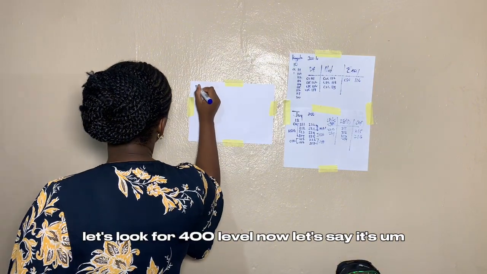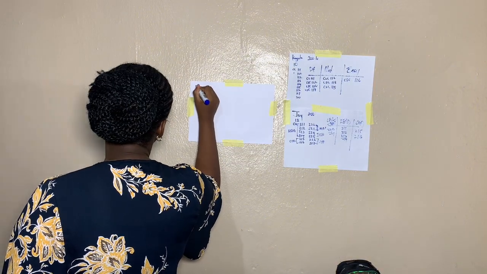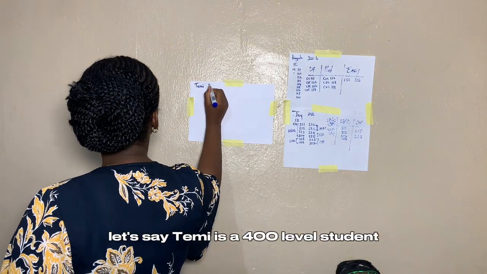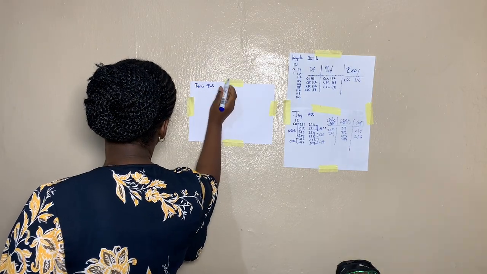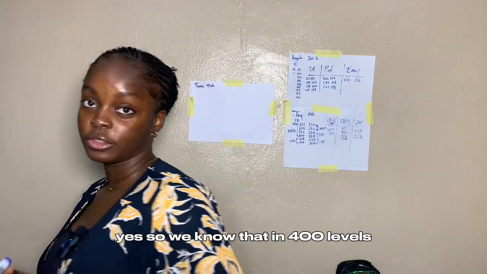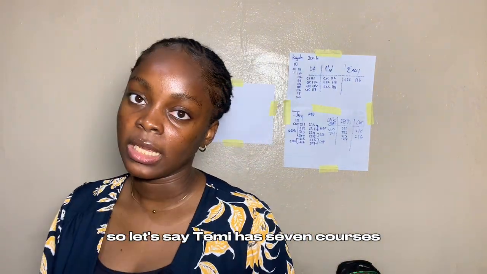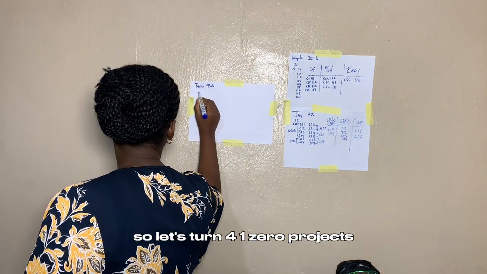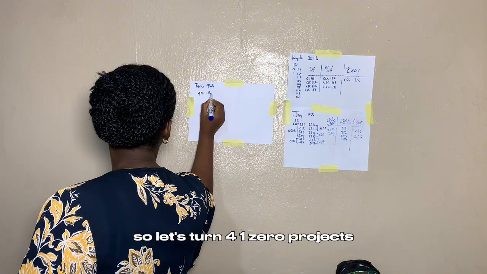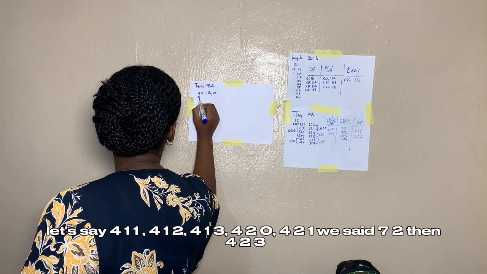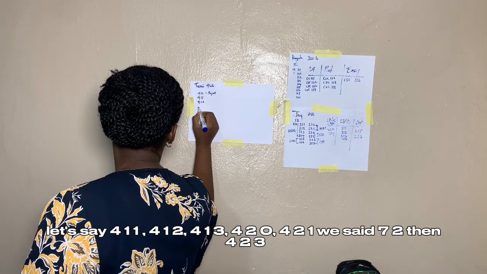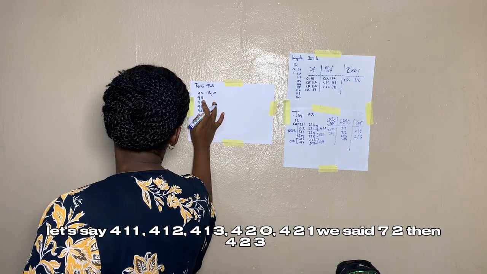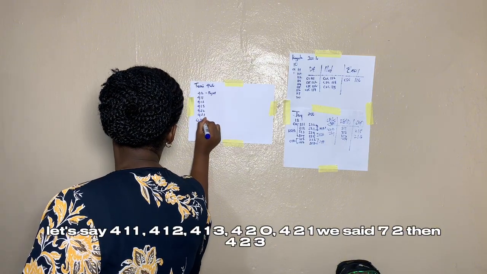Let's do 400 level now. Let's say Temi is a 400 level student. We know that in 400 level you don't have as many courses as before. So let's say Temi has 7 courses. So let's say 410 is the project, then 411, 412, 413, 420, 421, and 423.